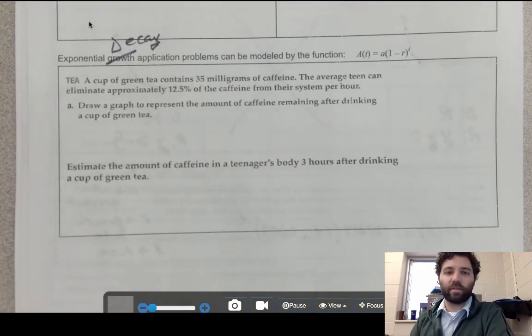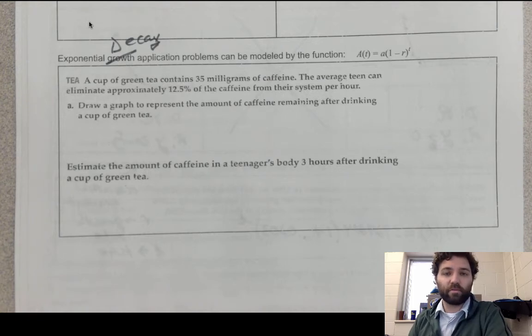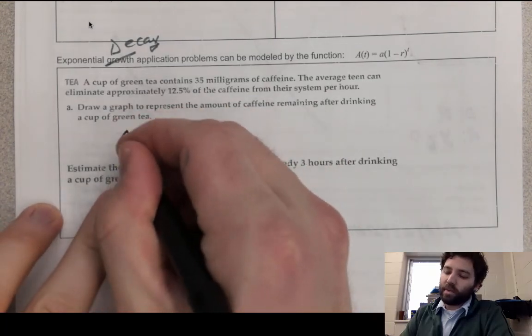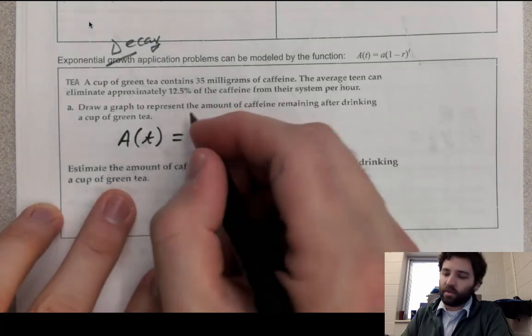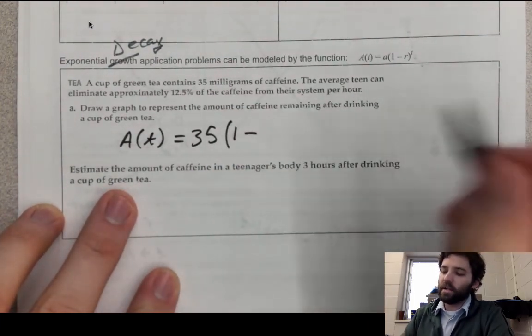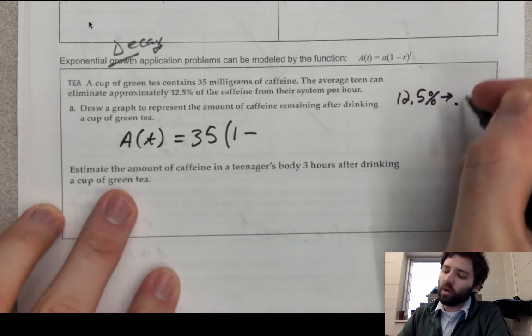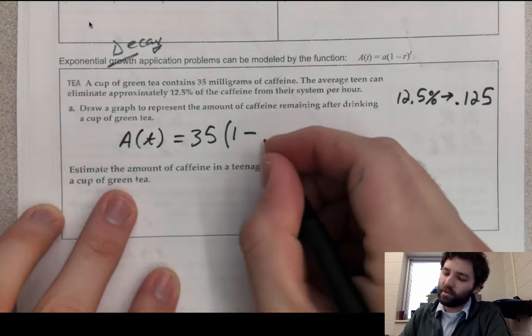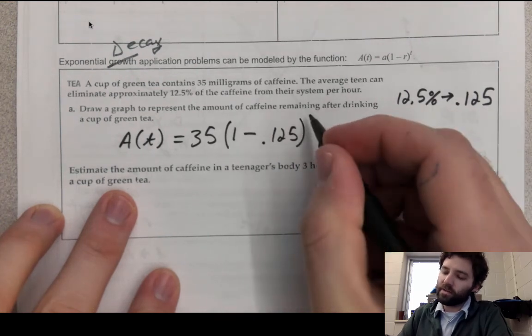A cup of green tea contains 35 milligrams of caffeine. The average teen can eliminate approximately 12.5% of caffeine from their system per hour. Draw a graph that represents the amount of caffeine remaining after drinking a cup of green tea. Okay, so we're going to set up our model here. A of T is going to be the initial amount of caffeine, which is 35 milligrams, times 1 minus the rate. 12.5% converts to 0.125 as a decimal, just moving that decimal place 2 spots to the left. That's all raised to the t.